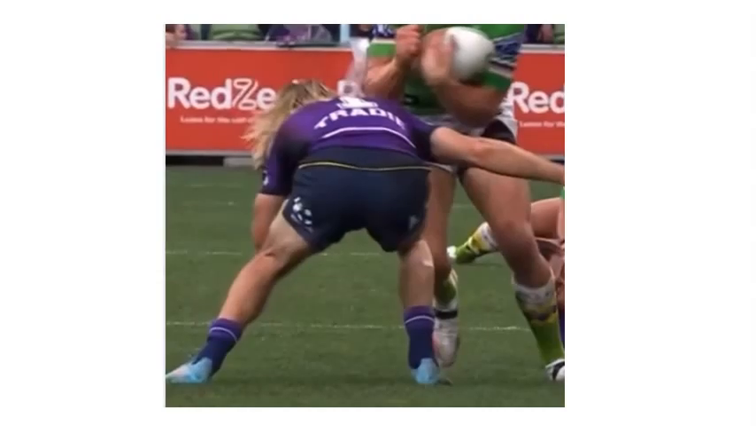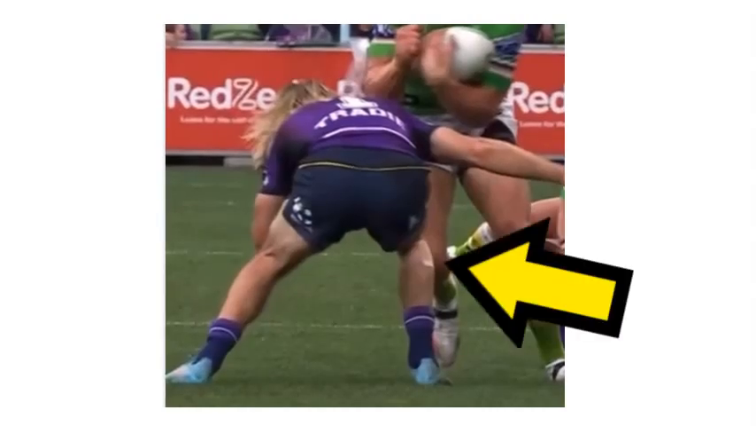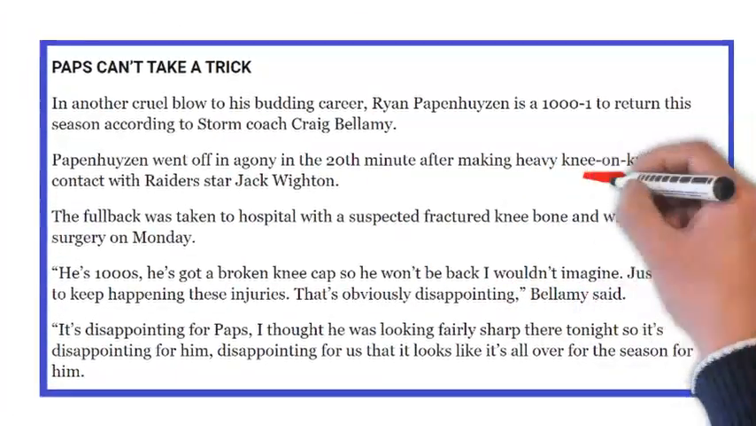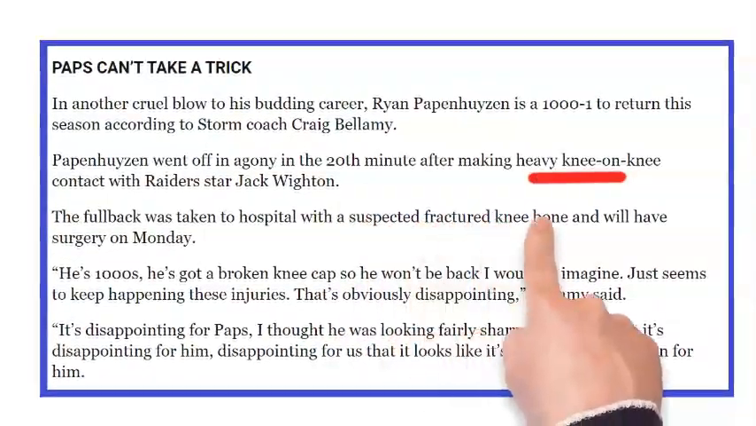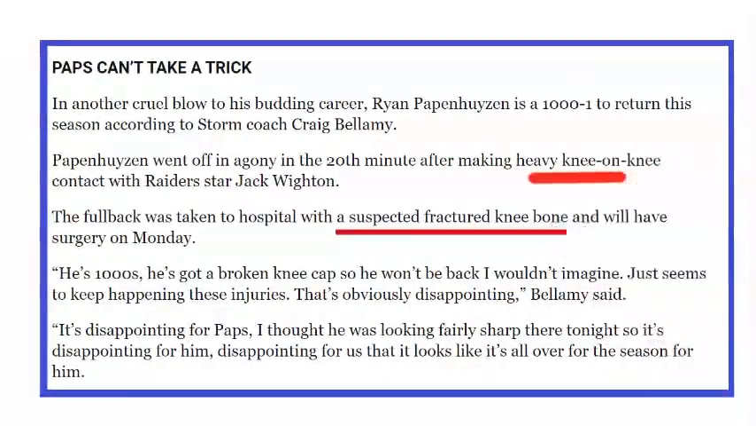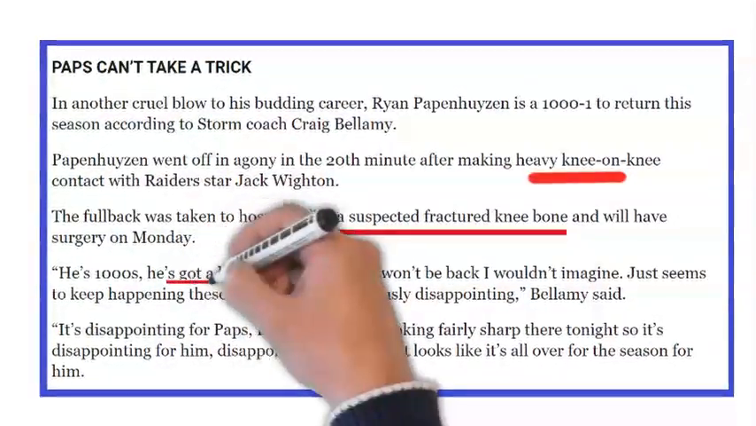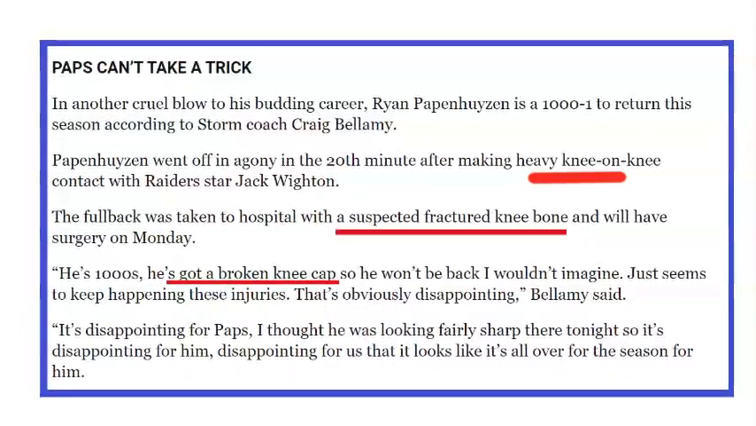Tuning in today, guys. We're going to evaluate Ryan Papenhuyzen's injury from today, which he suffered tackling Jack Whiten in the Melbourne Storm's game against Canberra. This is the Fox Sports news release. He had a heavy knee-on-knee contact with Jack Whiten. They initially suspected he'd fractured his knee, but Craig Bellamy actually revealed that he'd broken his kneecap and felt like he was a long way from getting back this season.